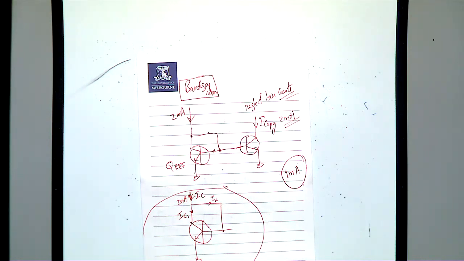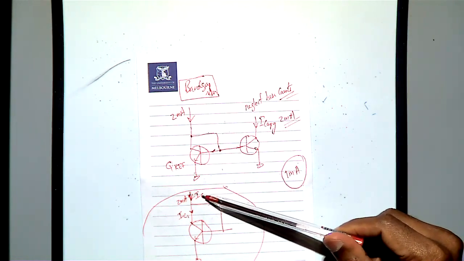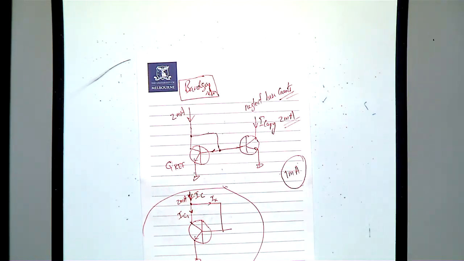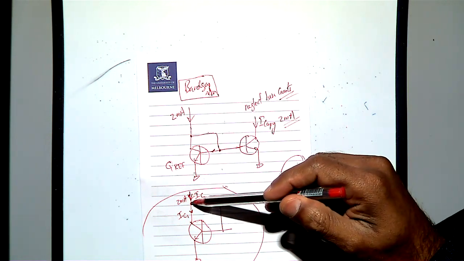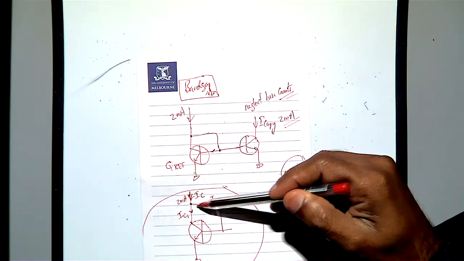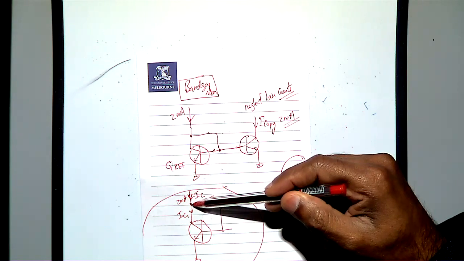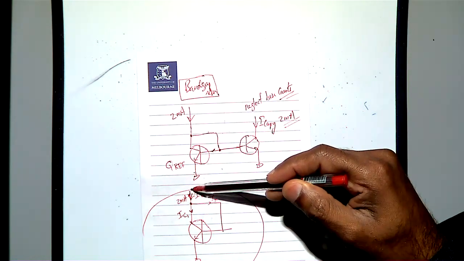So if that is the case, what is my collector current? IC or IC1? Somebody said IC. IC or IC1? Yeah, so you have to be careful when you have these types of diode connected connections. The collector current is the current that is coming here. If there is a connection here above, that is not the collector current.